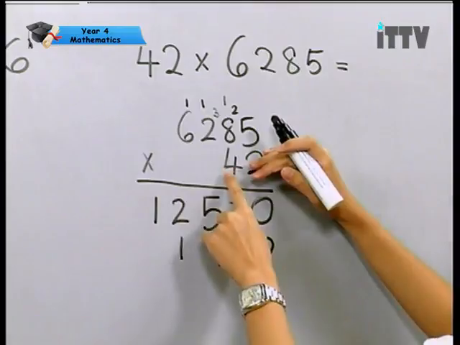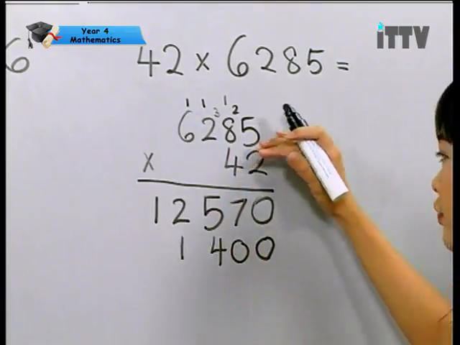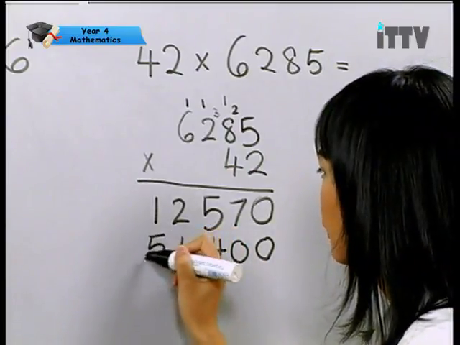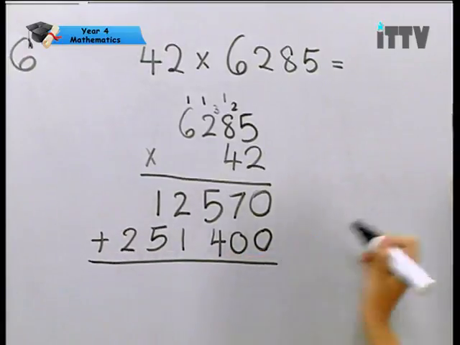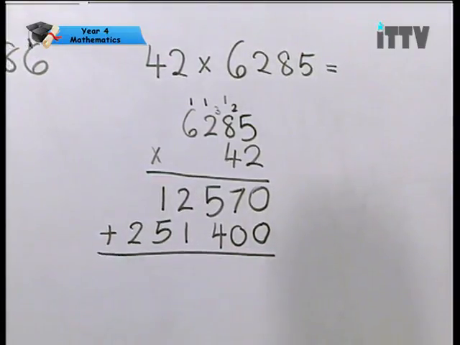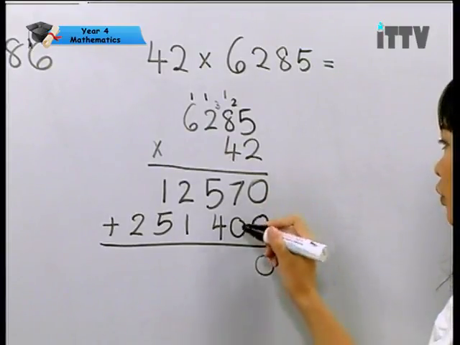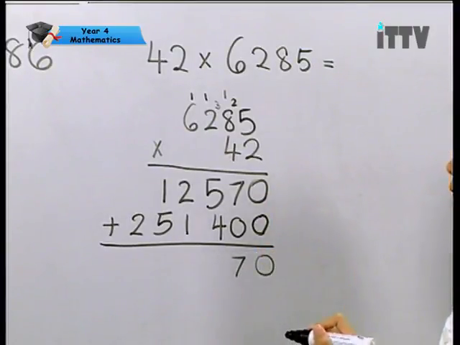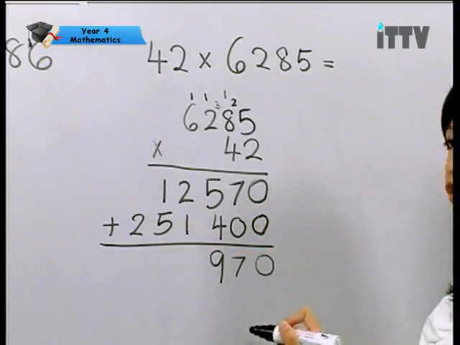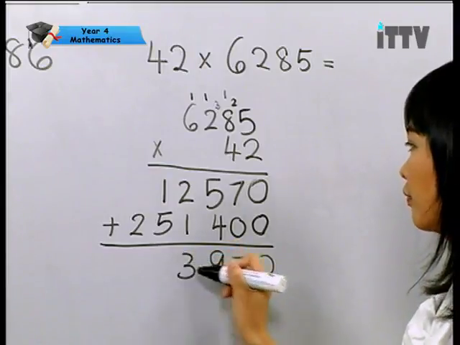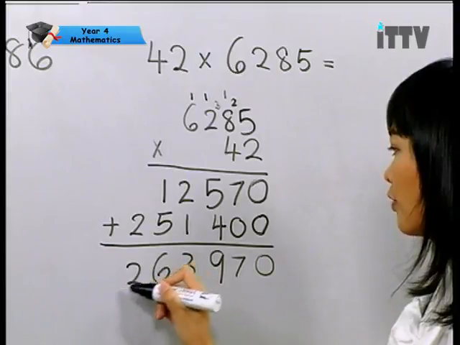Continue. 6 times 4, that's 24. Plus 1, 25. 5 and 2. Now we add them up. Alright, let's go. 0 plus 0, that's 0. Over here we have 7. And then 9. 2 plus 1, that's 3. 1 plus 5, 6. And over here we have 2.